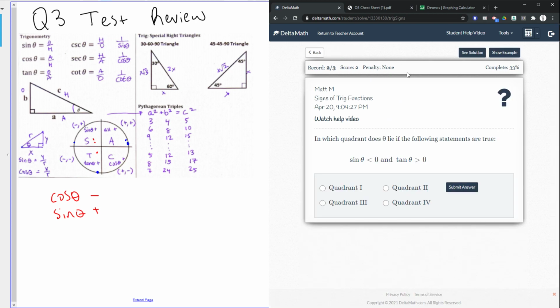One more like this. Okay, so in what quadrant does theta lie if sine is negative? Okay, so where's sine negative? It's going to be in the bottom two. Remember, sine is the y values on the unit circle. Those are negative in quadrant 3 and 4. Okay, tangent positive, so that must be quadrant 3.